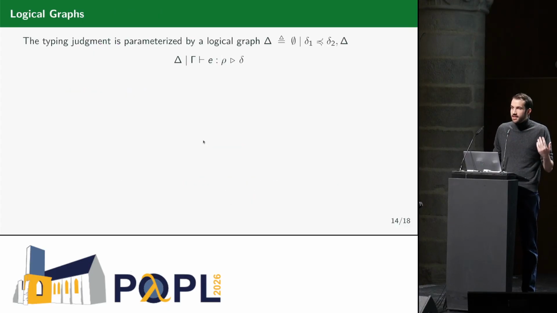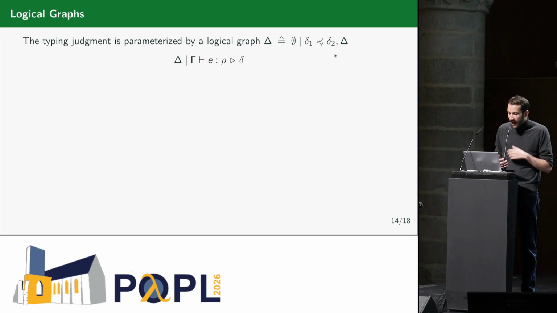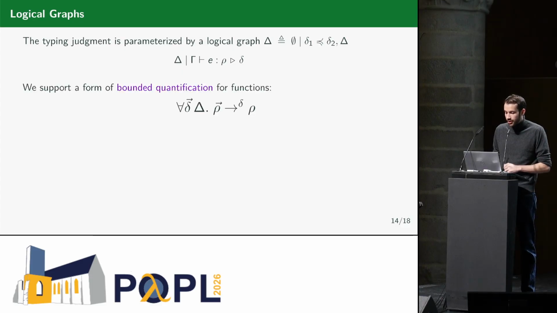So, logical graph, this is our way of tracking the dependency graph in the type system. So we augment the type system with a context, capital delta, and capital delta is either empty or records a constraint that says that delta 1 precedes delta 2. And then the way to interact with this context is via a form of bounded quantification. That is, each function can require some constraints to hold, parameterized with this delta here, and at application time we will have to check that this constraint holds.